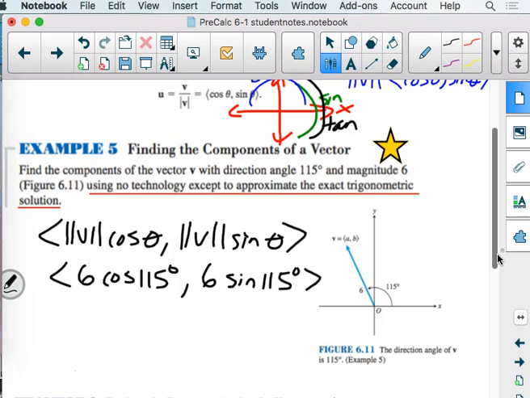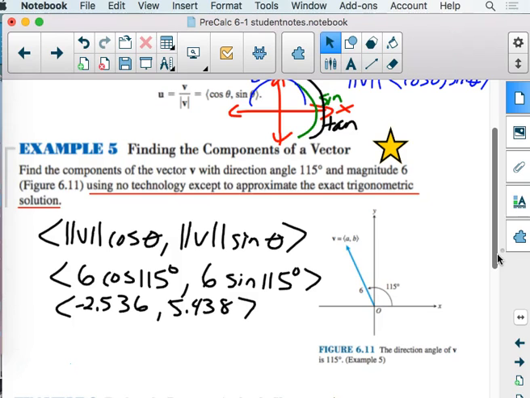Well, I'm not working backwards to find angles in this one, so I can just let the calculator tell me this. You know, I don't really need a picture. They gave me a picture. It's working. I can go with it. So, mode, degrees, 6 cosine of 115. Negative 2.536. 6 sine of 115. 5.438.